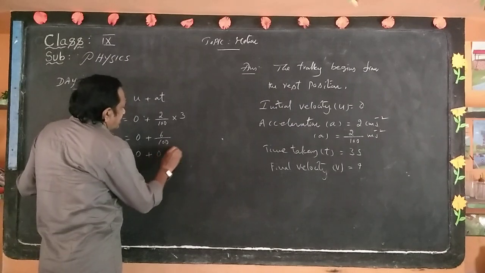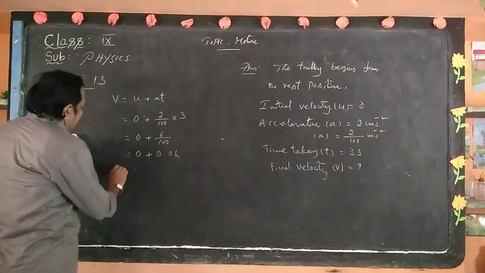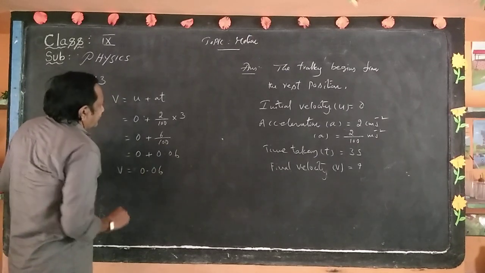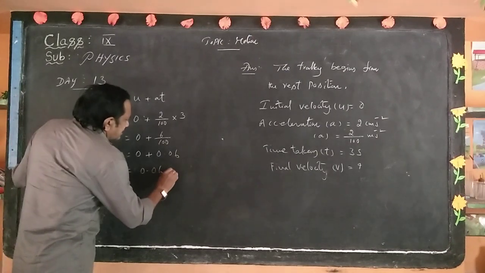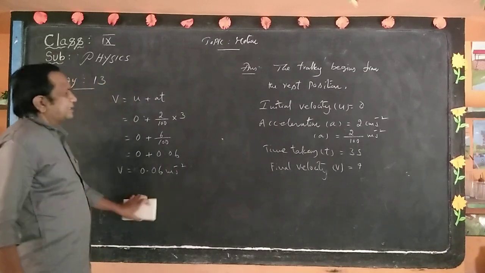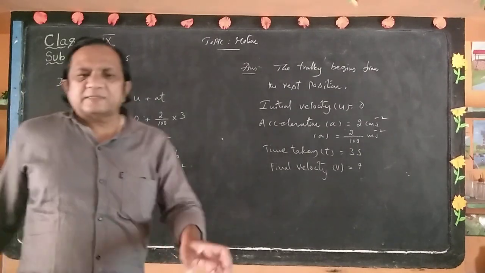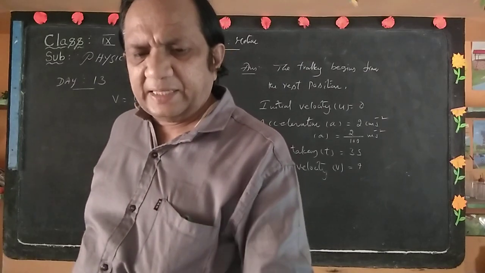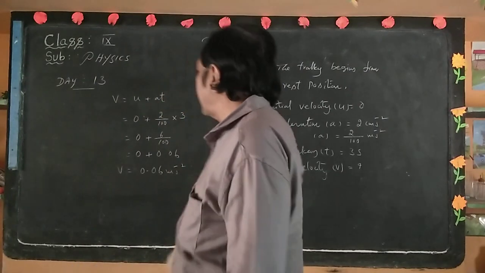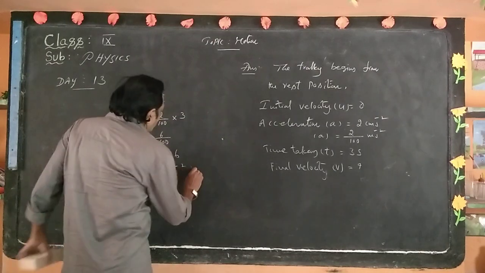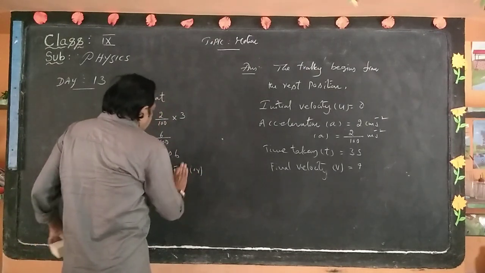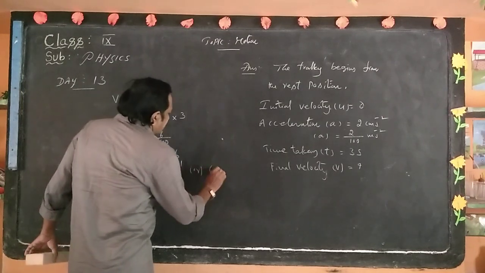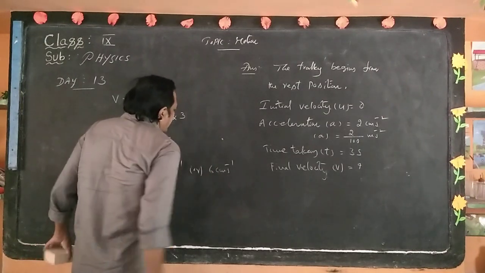That is equal to 0 plus, what do you get? 0.06. Now the velocity v is equal to 0.06 meters per second, or otherwise 6 centimeters per second. That's the final velocity.